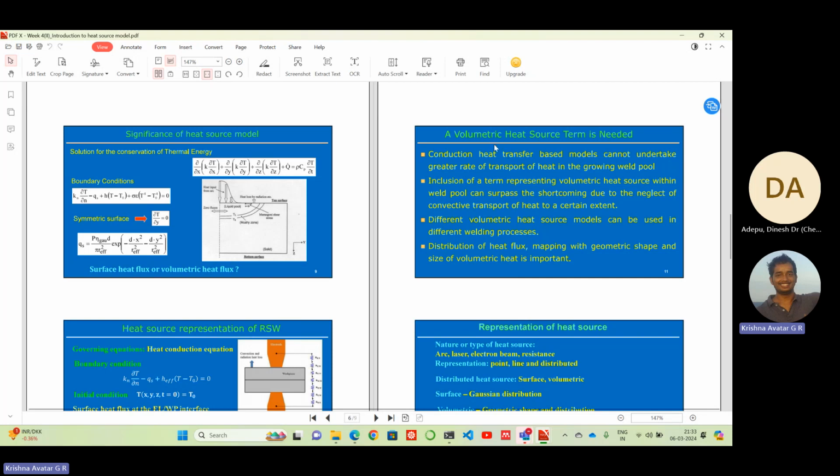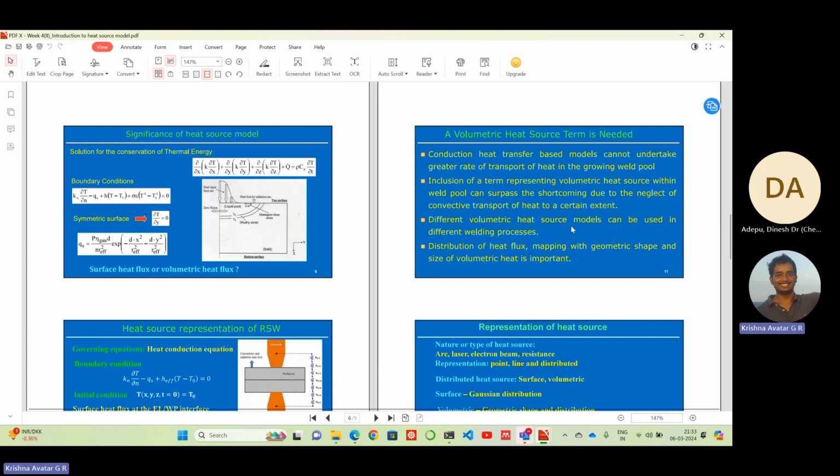So now the goal is to model the volumetric heat source term. That is where all the modeling takes place. The conduction heat transfer based model cannot undertake the greater rate of transfer in the growing weld pool. So we include a term representing a volumetric heat source. Our entire focus is on modeling this Q dot, because this gives us the heat generation term.